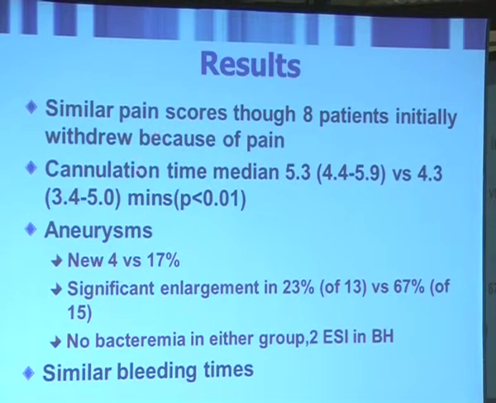They had similar pain scores, though 8 patients initially actually withdrew from the buttonhole because of increased pain. This is during the tunnel formation. So once the tunnel formation is there, maybe the pain perception is much lower. Cannulation time, as expected, was much higher with the buttonhole technique because you have to have a more elaborate disinfection procedure. There was a significant reduction in aneurysm formation, 4% as compared to 17%, and there was significantly less enlargement of previous aneurysms in the buttonhole technique as compared to the standard technique, 23% as compared to 67%.